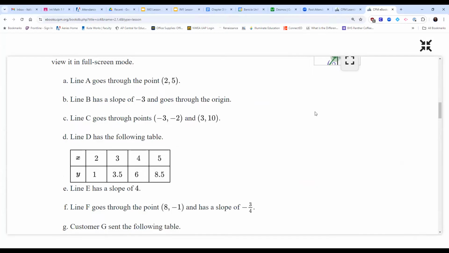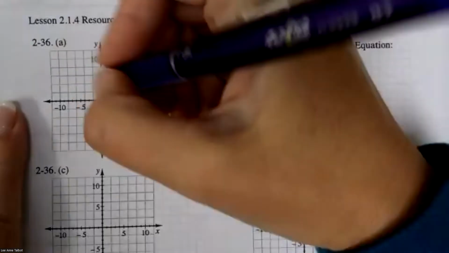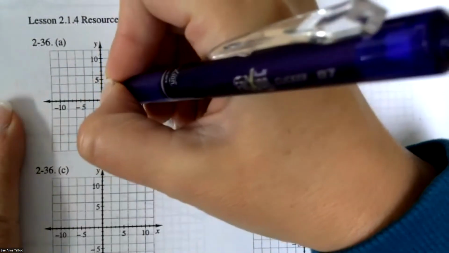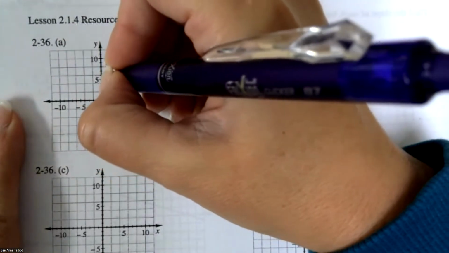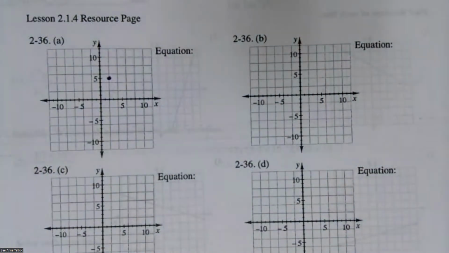All right, so this is what we're going to do on the resource page. Line A goes through point (1, 25). Okay, everybody graph the point on your first one here. I feel as though I should probably work in erasable pen. 1, 2, 3... Okay, everybody got the point graphed.